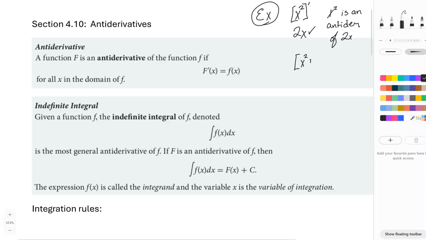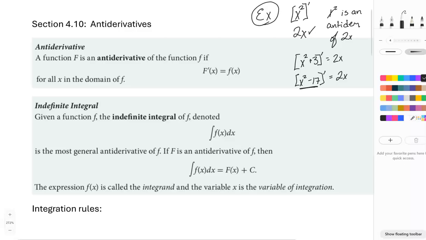But it turns out there's a lot of different antiderivatives for 2x. What if we were to look at x squared plus 3? If we were to take the derivative of that, we're still going to get 2x because the derivative of a constant is 0. So what if we were to take the derivative of something else, like x squared minus 17? Well, that derivative is also 2x. So we would say this is an antiderivative of 2x. So it turns out that there's a lot of different values we could use for that.